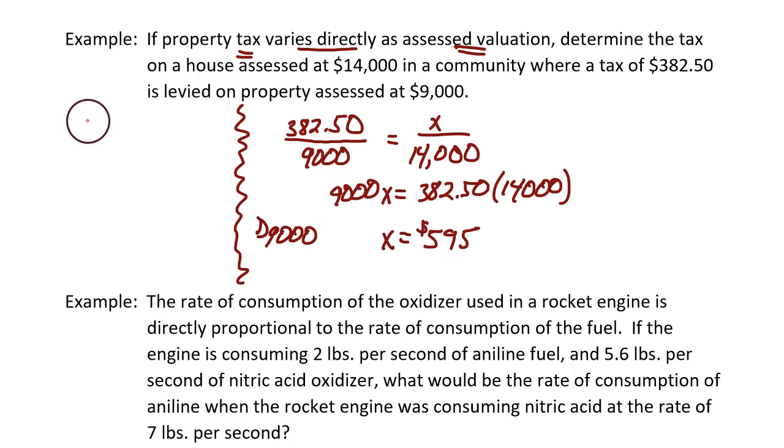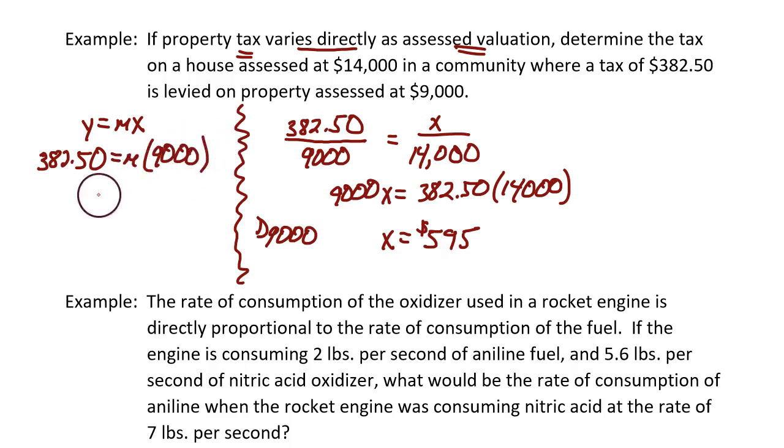Because we're told tax varies directly as assessed value, we know that the equation y equals m times x will fit the situation. Because any problem involving direct variation has this basic equation where the plus b is just a zero, we can take known information, substitute it into the equation to solve for m, which is our constant of variation. If we let the letter y be the property tax, then we can fill in $382.50, and for x, fill in the assessed value of the house, $9,000.